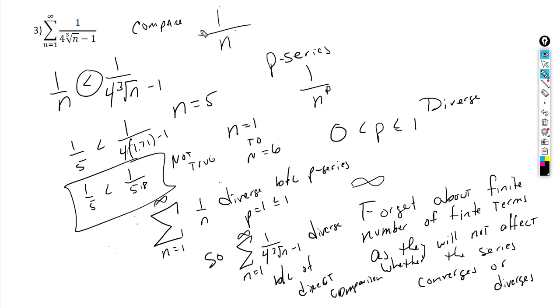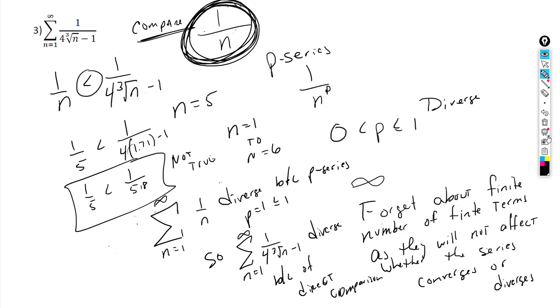It doesn't necessarily matter what you choose as long as you can tell which is greater. So whenever you compare your new series or your new fraction or your new function, whatever you want to call it, with the original, and you get a less than, if that less than holds true, then you should get a diverging series.